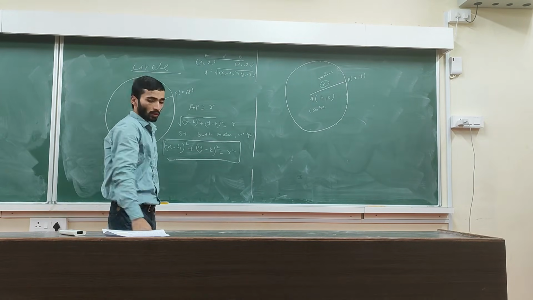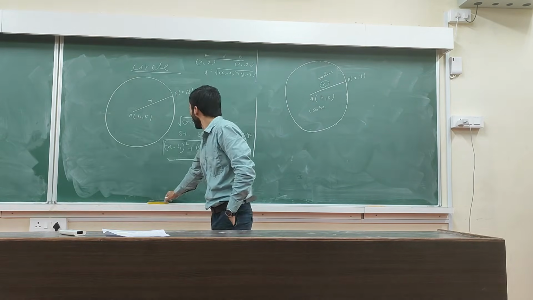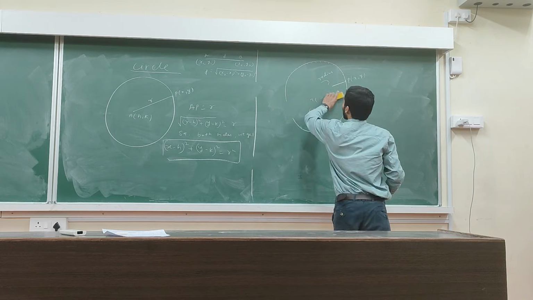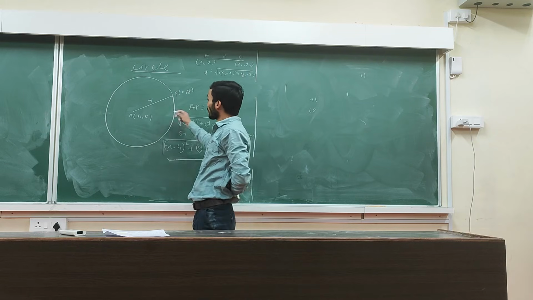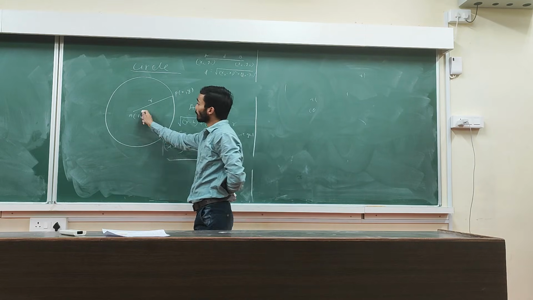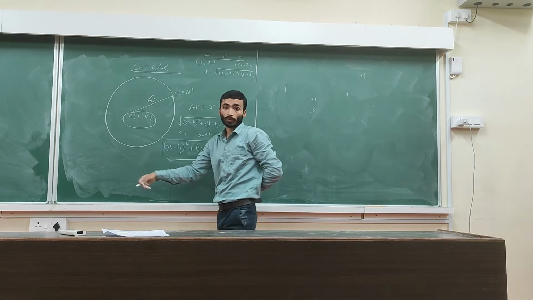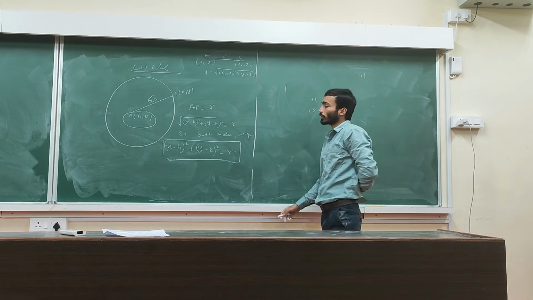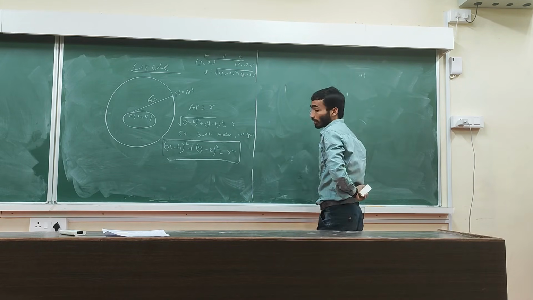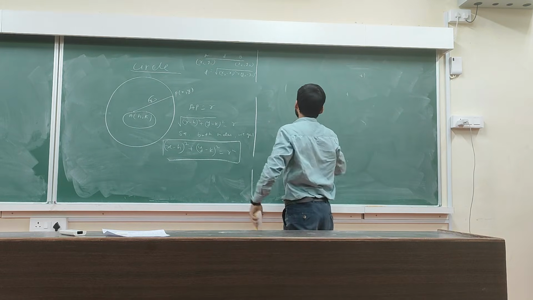So do we have any doubt in the equation of the circle? See, if you have to find the equation of a circle, you need just the coordinate of the center and the radius. If you have the coordinate of the center and the radius, then you can directly use this formula and find the equation of a circle. So let's discuss a special case.